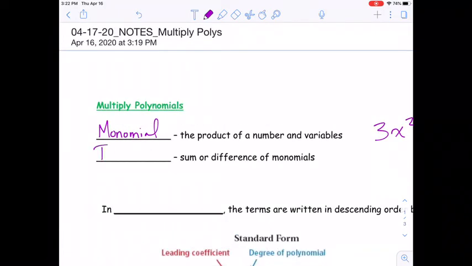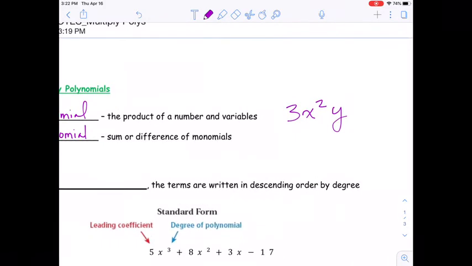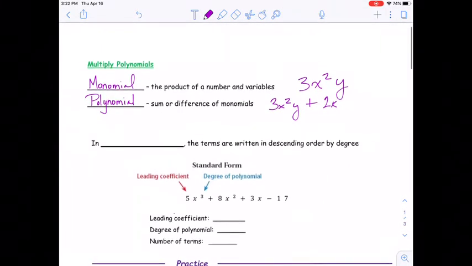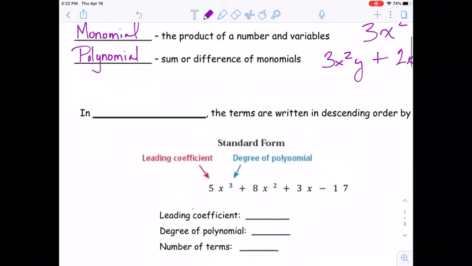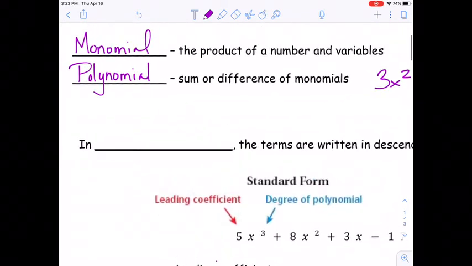A polynomial is the sum or difference of monomials. So for example, you could take that 3x squared y and add it to another monomial, 2x. That becomes a polynomial, more than one term. We always want to put our polynomials in the correct order. It's just kind of like straightening up your room. You want to make sure everything is in its correct place. And we call this standard form.